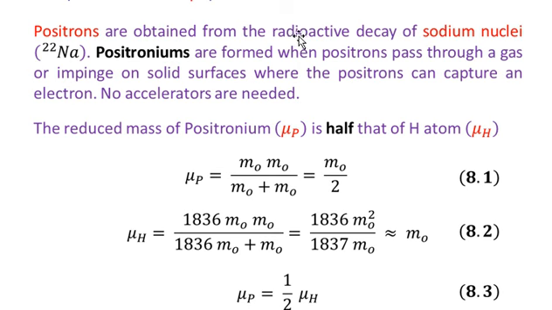Positrons are obtained from the radioactive decay of sodium nuclei with a mass number of 22. Positronium is formed when the positrons pass through a gas or impinge on solid surfaces where the positrons can capture an electron. No accelerators are needed.